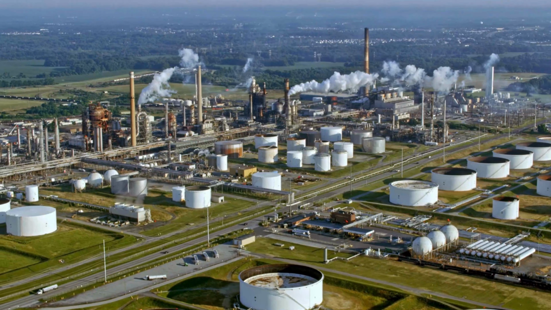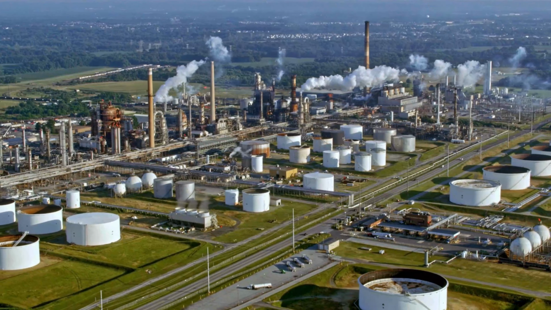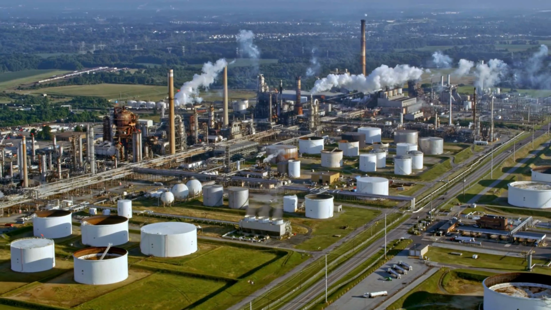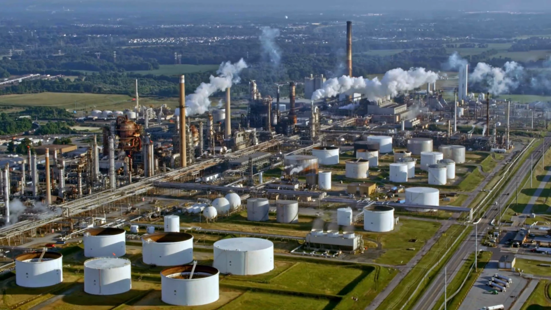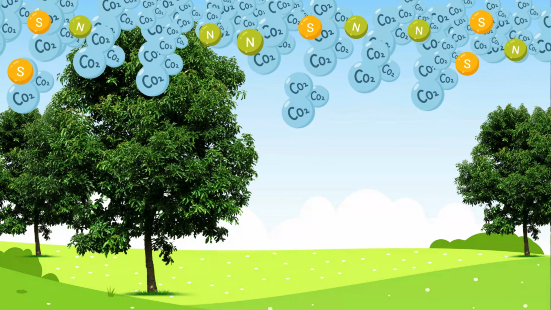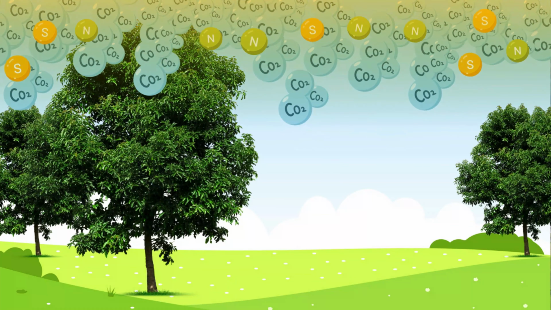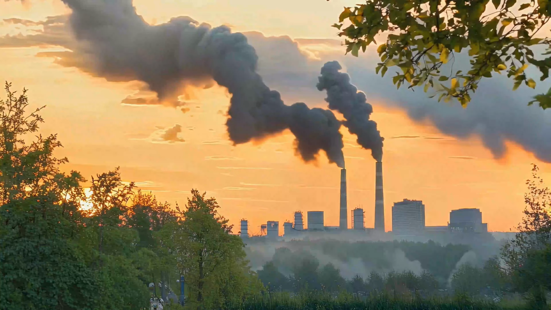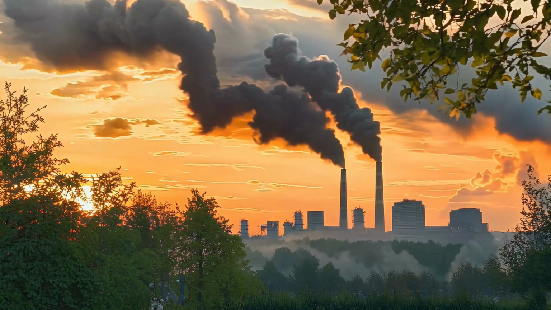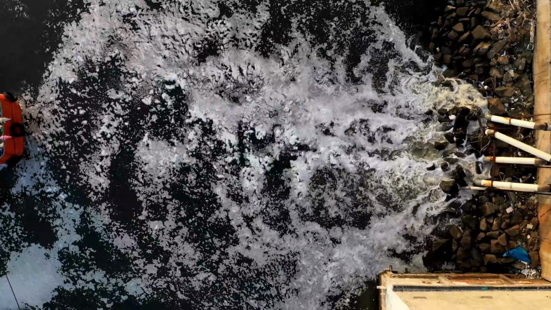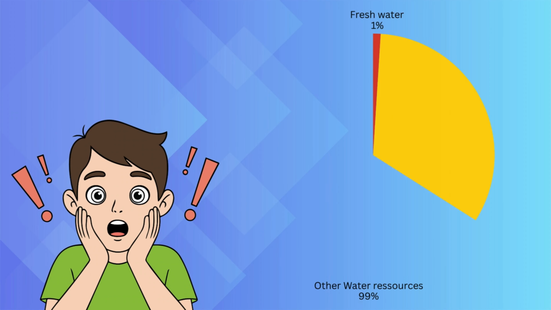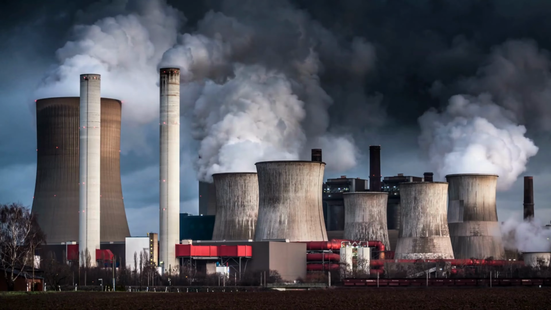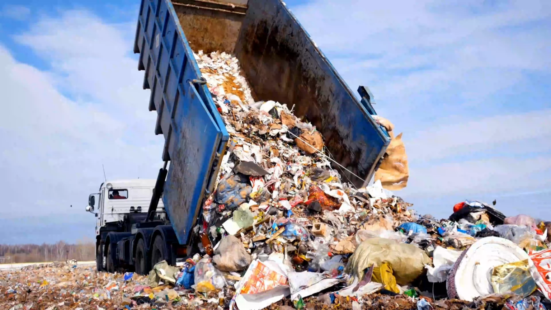They cut down even more trees to build industrial zones and burn massive amounts of coal, oil, and gas to produce energy. This releases large quantities of carbon dioxide and other greenhouse gases into the atmosphere. These gases trap heat, causing the Earth's temperature to rise, a process known as the greenhouse effect. Not only do these industries pollute the air, they also dump toxic waste into our freshwater sources. And here's the shocker. Less than 1% of all the Earth's water is freshwater, yet human activities are contaminating a huge part of it.